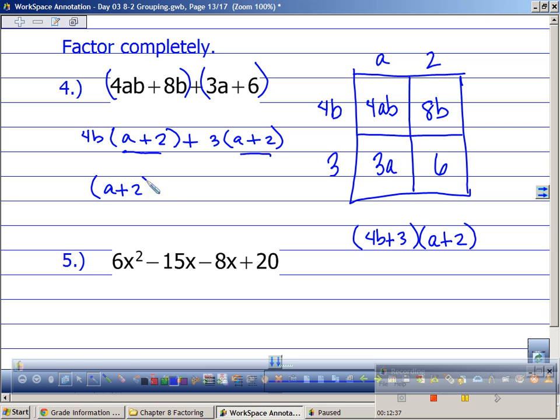So I could factor out A plus 2 and I would be left with, this looks just like the last screen now, right? I would get 4b plus 3. Which one do you guys like better? The other one. This one? Yes. Anthony, you still like this one better? You like this one better?